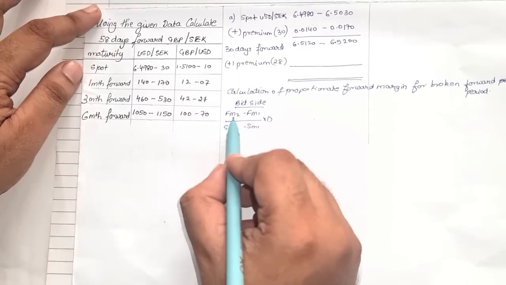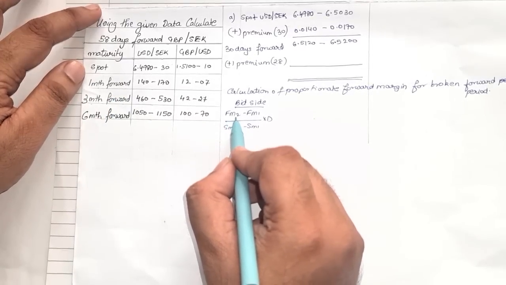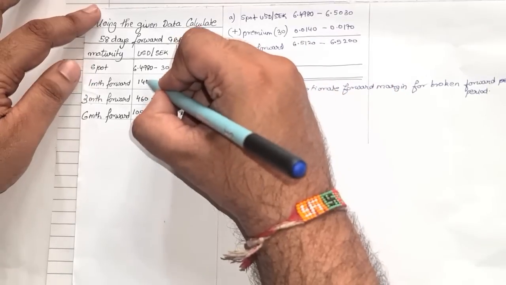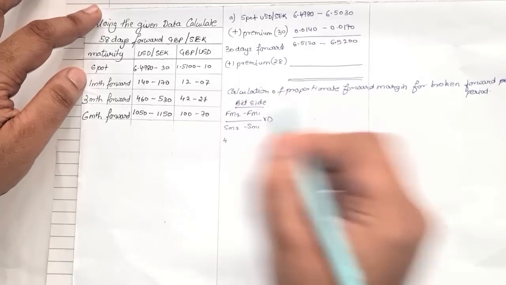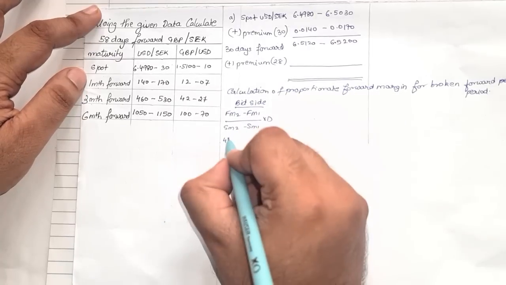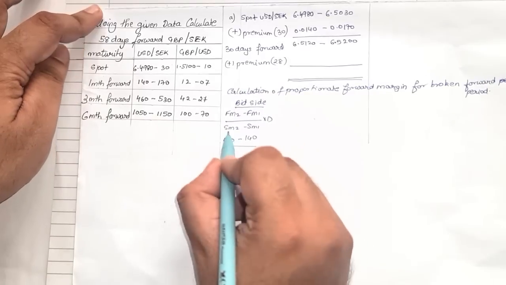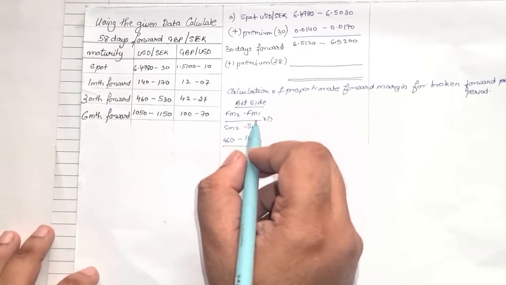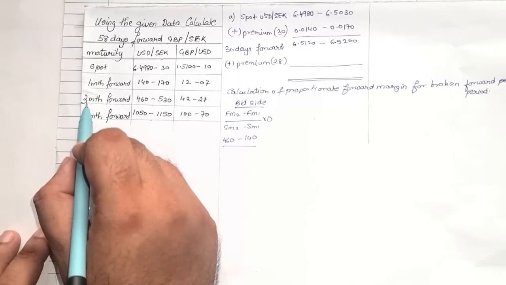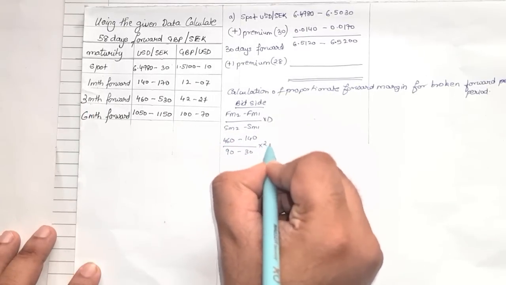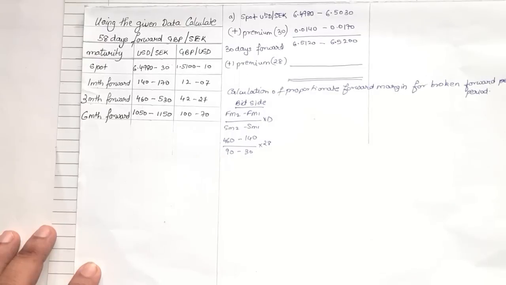So the forward margin of 2 minus forward margin of 1. We are talking about the bid side, so it will be 460 minus 140 upon, meaning this is basically your time period. 3 months is 90 days, so it will be 90 days minus 30 days into the days I need, 28 days.